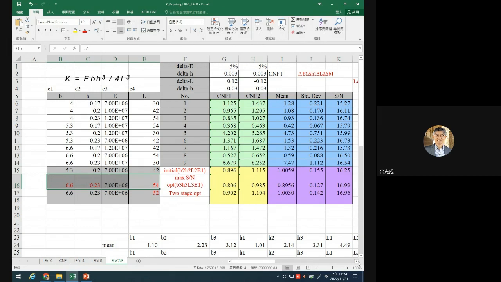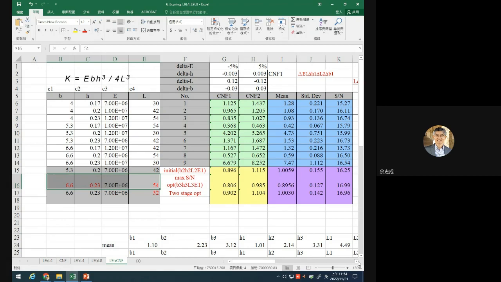16.99. Is it bigger than any of them? Yes. 16.99 is bigger than any of the 9 designs. And also this is the initial design, right? Initial design 16.25. So we are kind of happy. The SN ratio from the analysis mean is the largest.